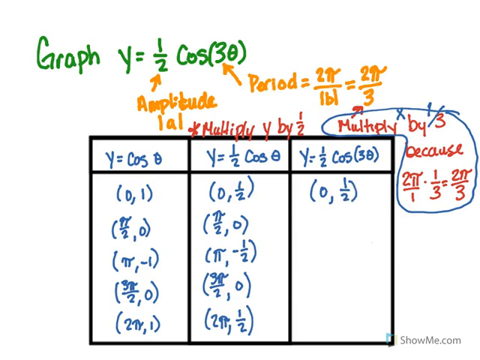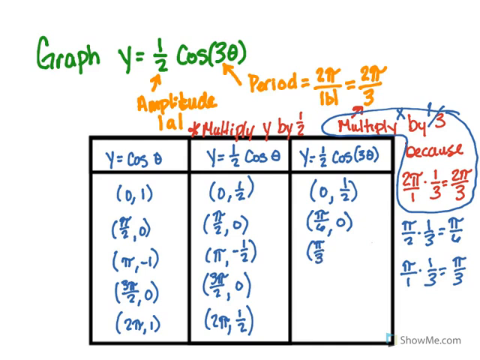Now go ahead and do pi over 2 times 1/3, and we're going to get pi over 6. So we have pi over 6, and we still have 0. Now we need to do pi times 1/3. So we're going to have pi over 3, and we still have negative 1/2.